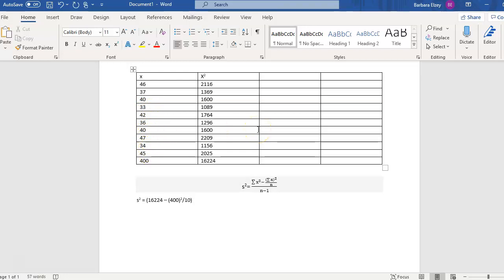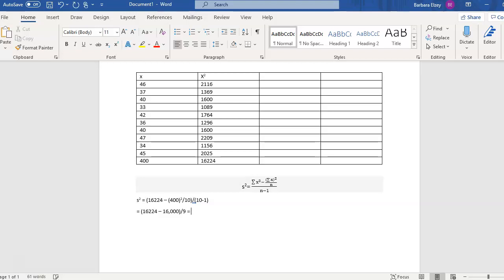Now there's the top of my fraction. And then on the bottom of my fraction, I'm going to have n minus 1, so I'm going to have 10 minus 1. Now let's continue with this calculation. On the top, I'm going to go ahead in my calculator and do the 400 squared divided by 10. So now I have 16,224, and 400 squared divided by 10 ends up being just 16,000 in the calculator. And then on the bottom, 10 minus 1 is 9.